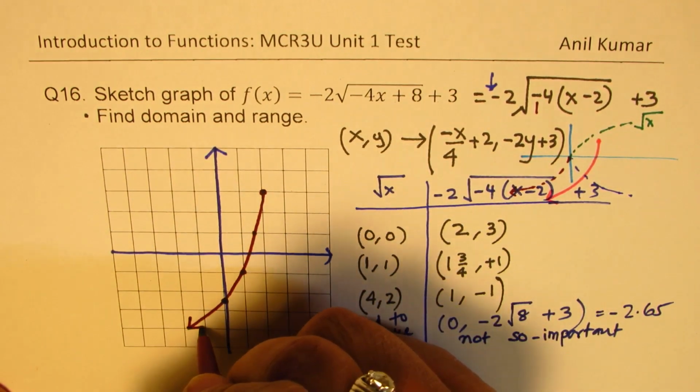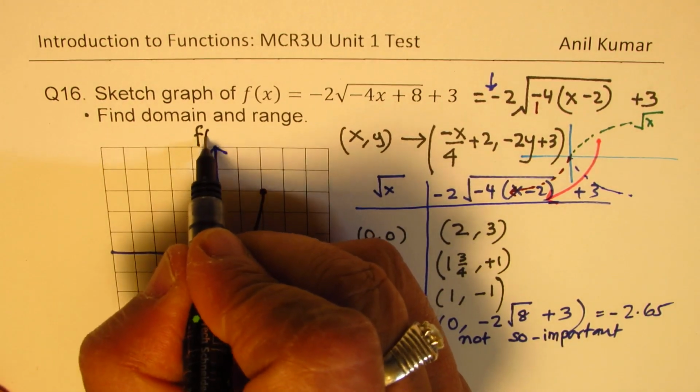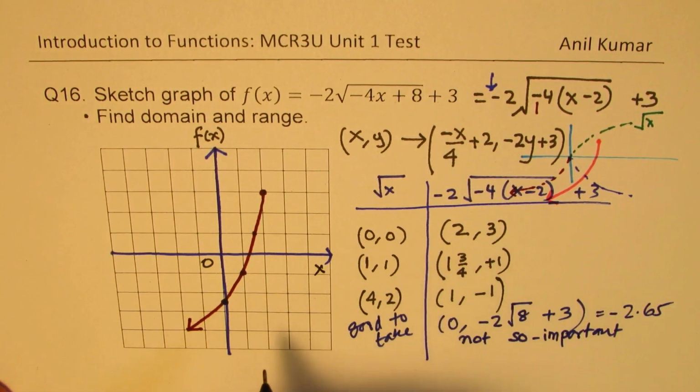So that becomes your final solution for the graph of this function, right? So I actually prefer to find this y-intercept also. Is that clear to you? So that is how we are going to do.